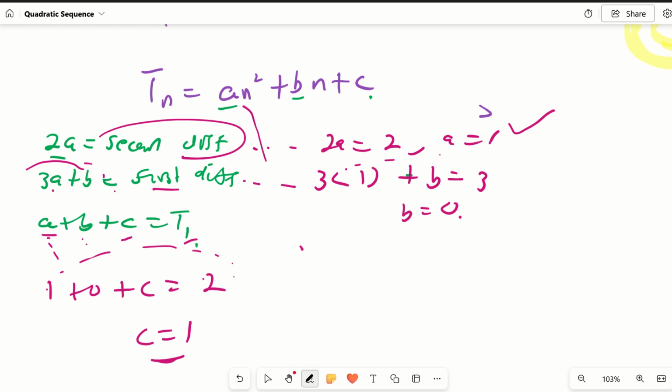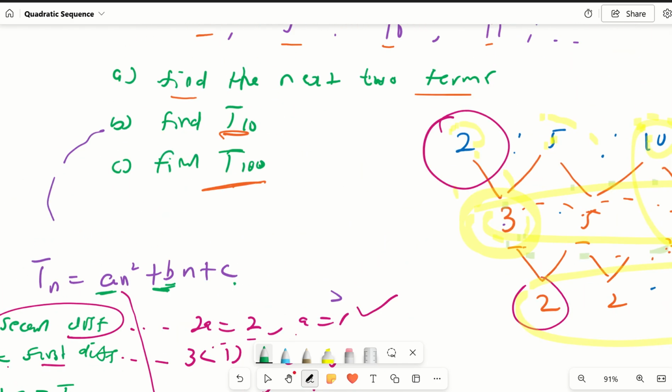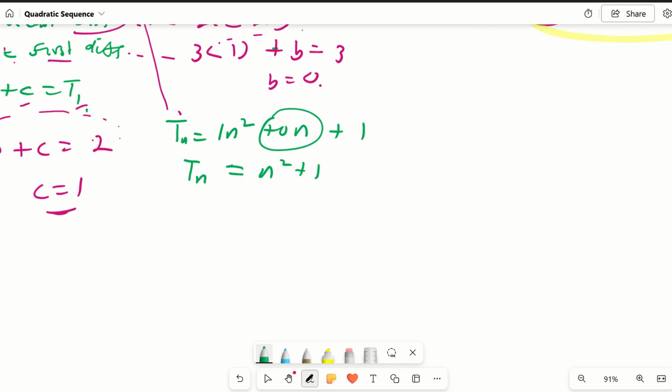So therefore, the general term would be Tn equals A is 1, 1n squared, B is 0, plus 0n, plus C is 1. So this will simplify to Tn equals n squared plus 1, because 0 times anything is just 0. So that's how we got Tn equal to n squared plus 1. So now, the question asks us to find T10. So in place of the n, we're going to put 10 there. Wherever there's n, we put 10. This will give us 101.